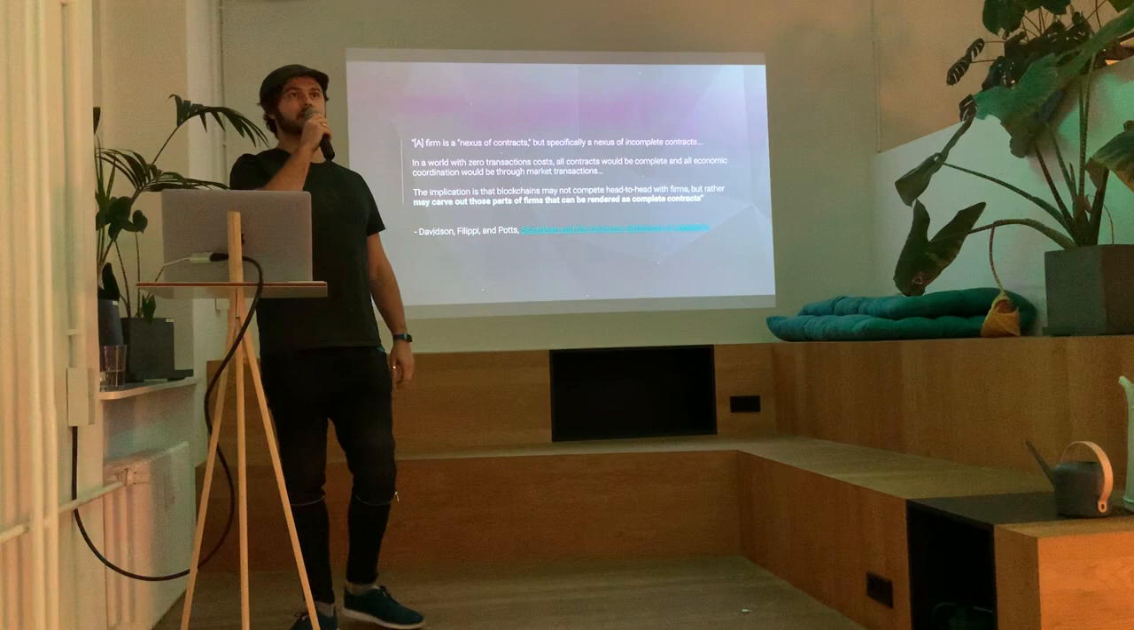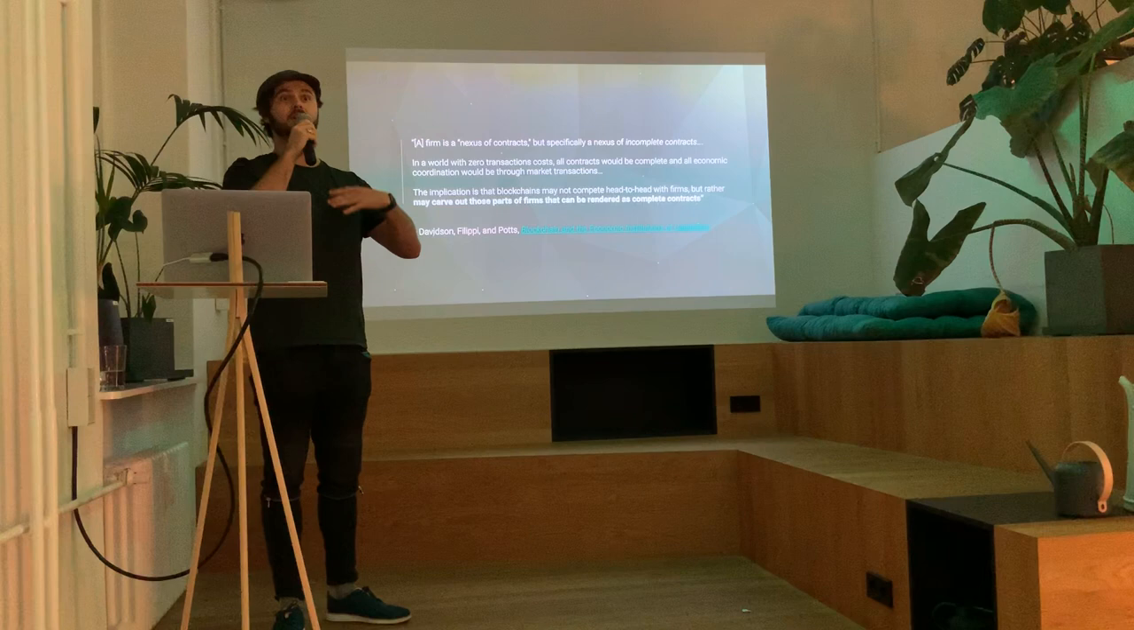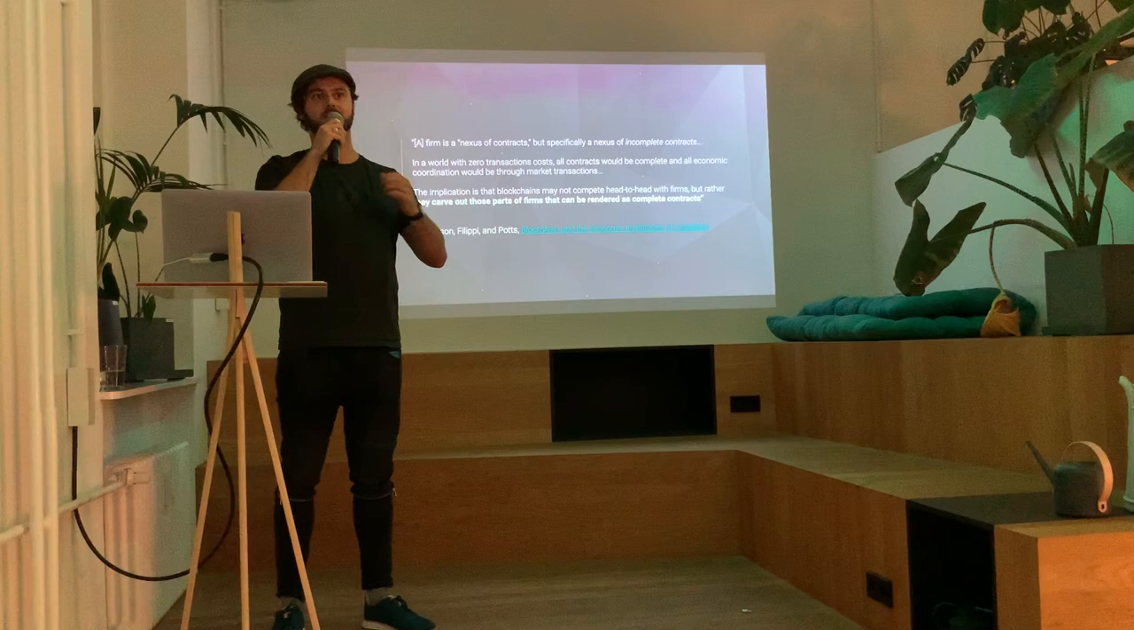So those parts of the business which we can structure as a market with a blockchain, we can certainly try to reduce the transaction cost by doing so. And I say try there because I don't know if we succeeded yet.